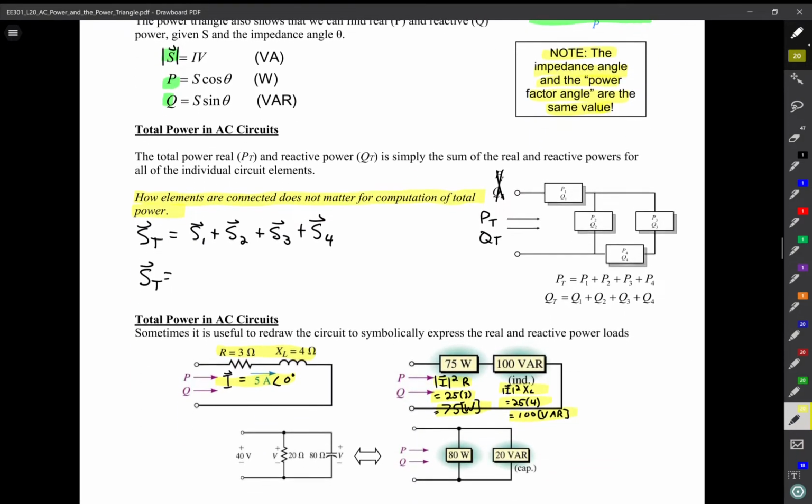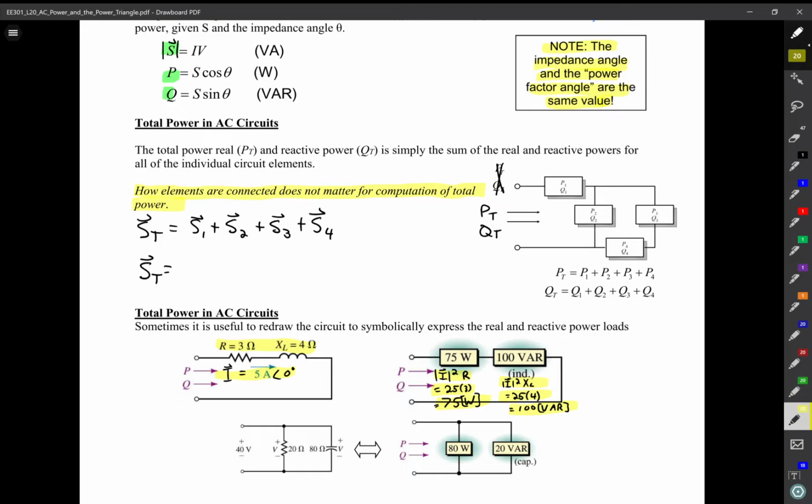Okay, total power in AC circuits. What we say here is that elements are connected, and it doesn't matter the orientation of those elements in my circuit for computing total power. What does that mean? Well, off to the right here, I have 4 elements in my circuit, and inside each box is shown a real power and a reactive power, P1 and Q1, P2, Q2. So all of these are vectors of complex power, S1, S2, S3, S4.